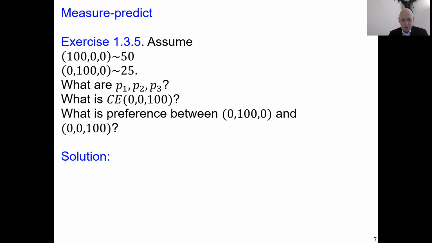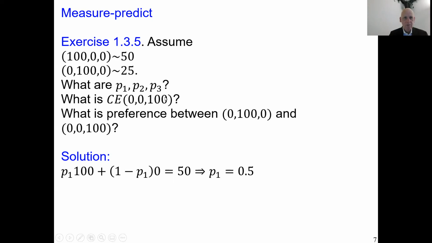Okay, I assume you come back now. I show the solution. So the first indifference means this triple and 50 have the same expected value. The expected value of this thing is P1 times 100 plus 0. Well, that must be 50 because the expected value of this thing is just 1 times 50, that's 50. And now we see P1 times 100 is 50. So P1 must be 0.5.